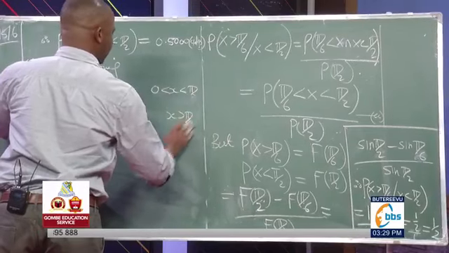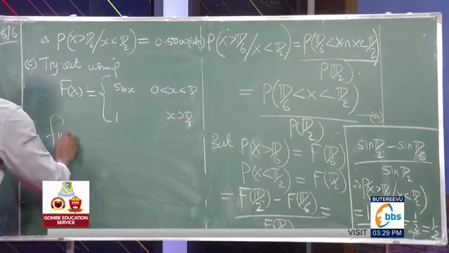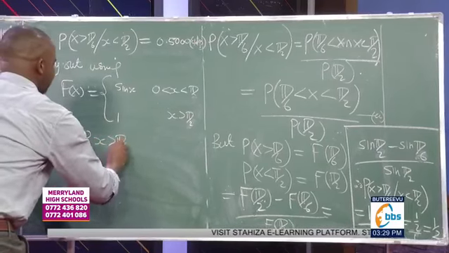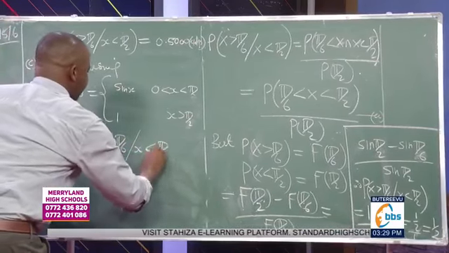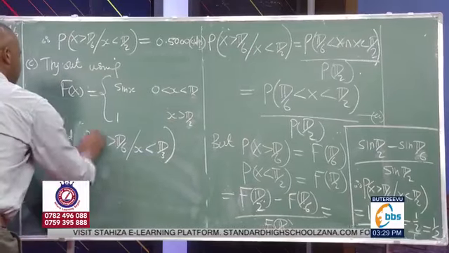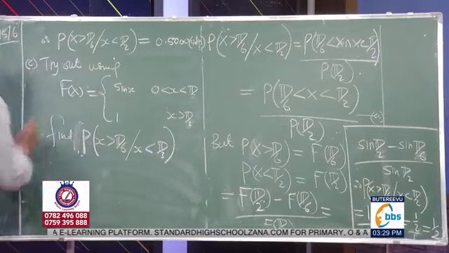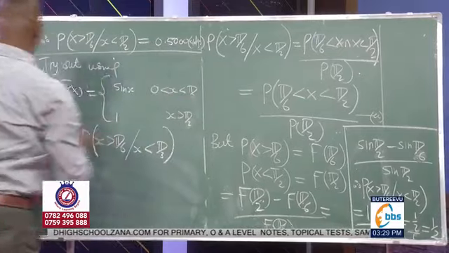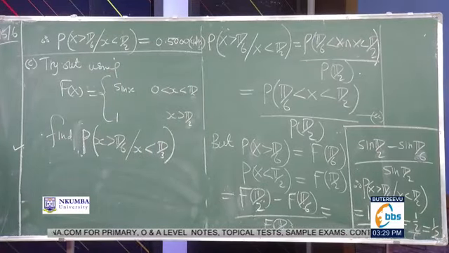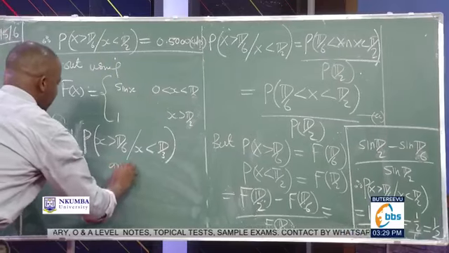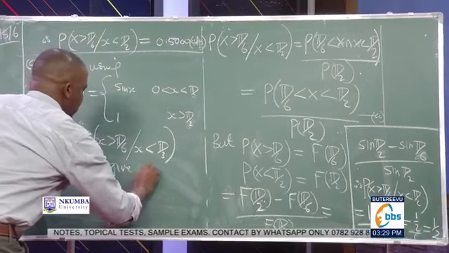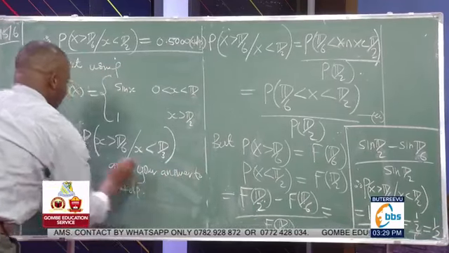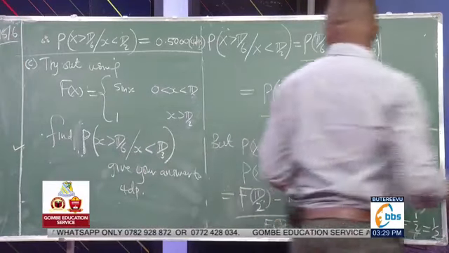Let us take that. Find P of x greater than pi by 6 given x less than pi by 3. I want you to try out this in your free time. It's the same number, but I've changed something slight, and give your answer to 4 decimal places.